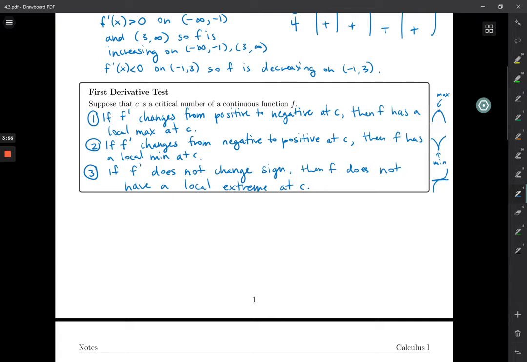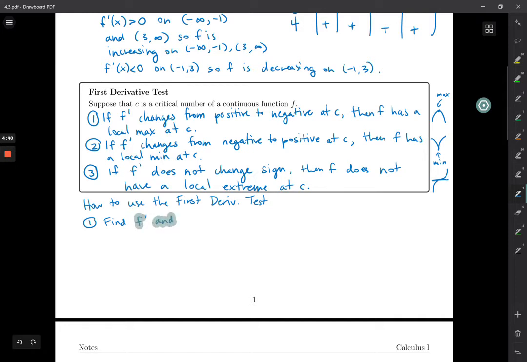Okay, now when we actually go about using this, there are a few steps we have to do before we actually apply the test, right? And so it's going to be very similar to the example that we did in the first video. Right. So first of all, we will start by finding the derivative and the critical numbers.